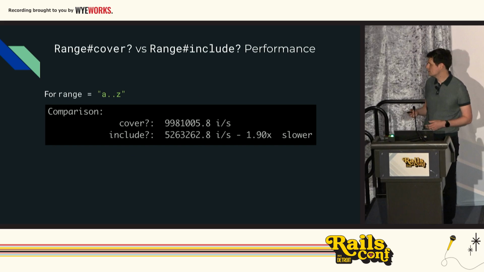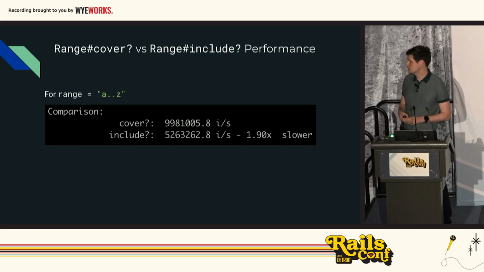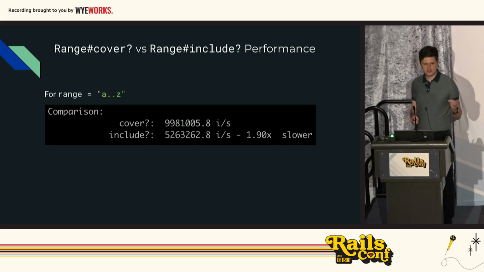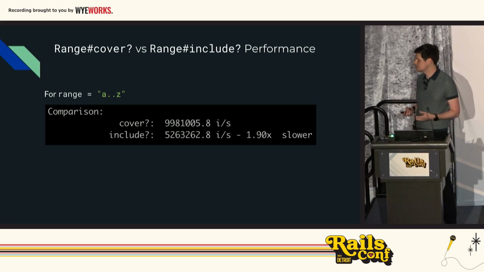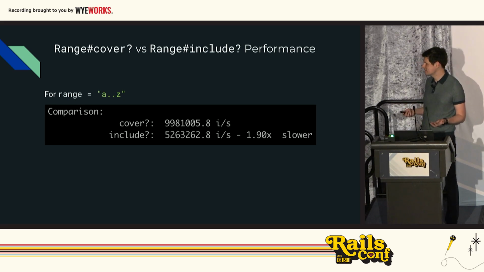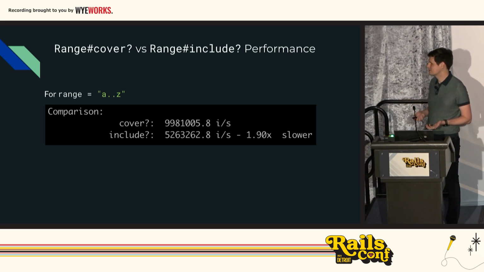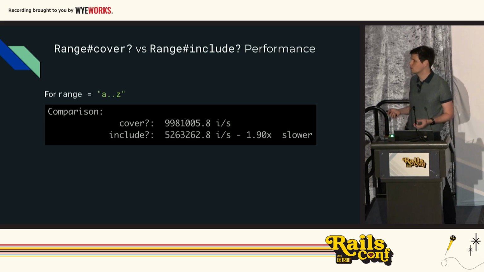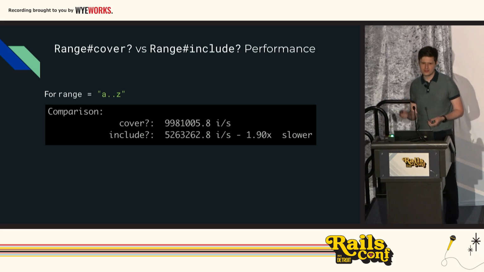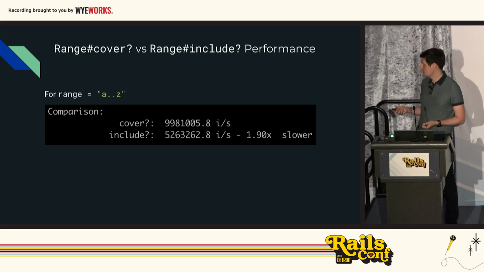So if we look at range cover, range include, using the range a..z, so all the letters A through Z, we can see there is a bit of a difference. Cover is about twice as fast, but again, we can see the number of iterations per second is really, really high. So for this, it probably doesn't matter to us too much unless we know that we're really trying to eke out every little bit of performance that we can get.